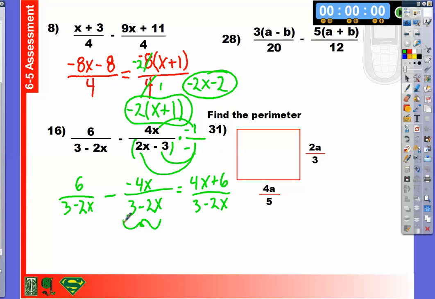Although I do notice that I do share a factor here, right?